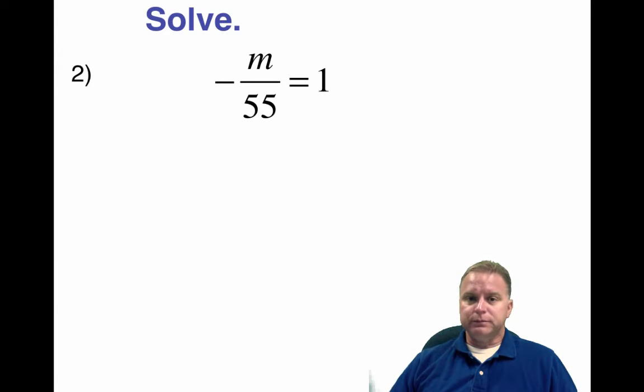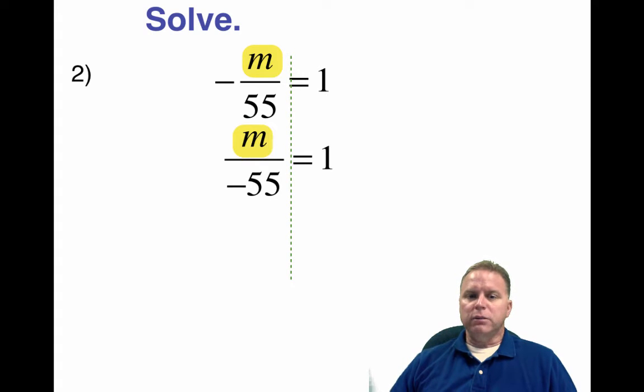Problem number 2. Negative M over 55, or M divided by 55, equals 1. We're going to put our line down the equal sign. We're going to identify our variable. So highlight that variable. And you can move that negative sign anywhere you want. You can put it up top with the M. You can put it down at the bottom with the 55. You could leave it in the front, but that just makes things a little more complicated. The best place to put it is with the new number.